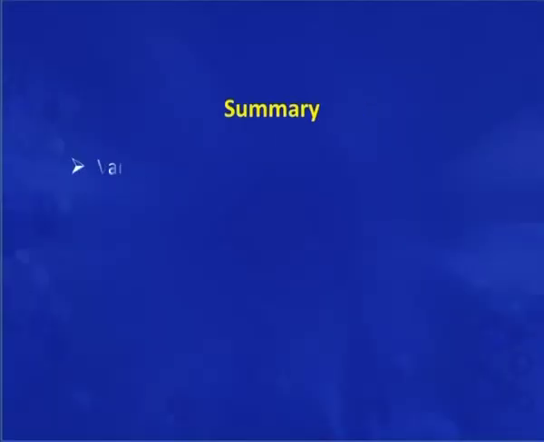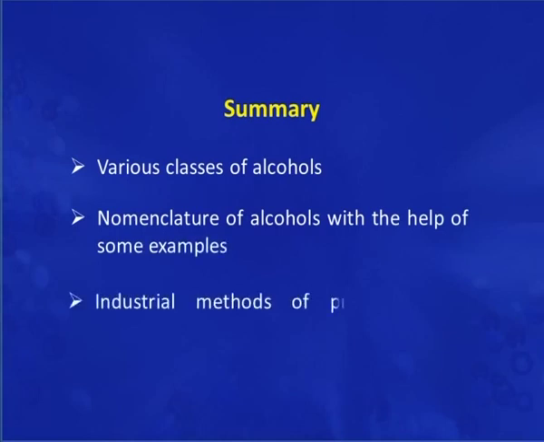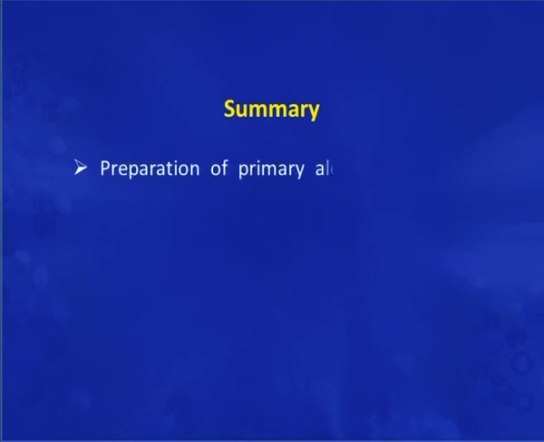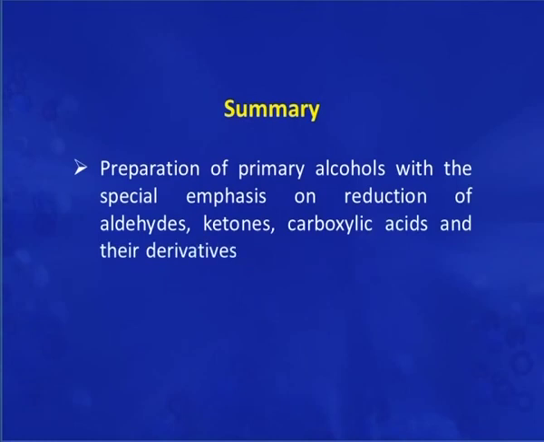We will now summarize the topics which we have so far discussed. First of all, we discussed various classes of alcohols, then the nomenclature of alcohols with the help of some examples. We discussed the industrial methods of preparation of alcohols. We discussed the preparation of primary alcohol with special emphasis on reduction of aldehydes, ketones, carboxylic acids and their derivatives.